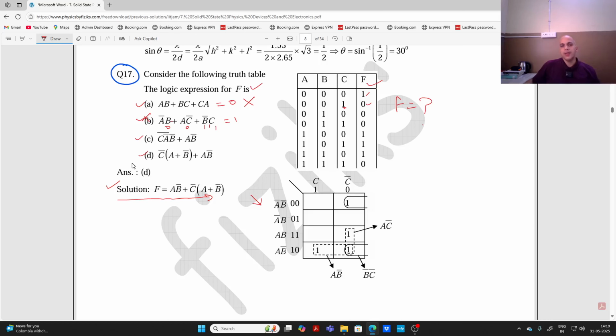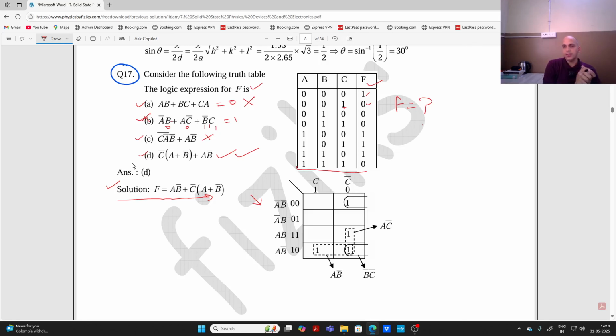But in this way, when you check C, you will find that C is also wrong. So you will reach option D, and when you put the values in this expression, you will find that this expression is obeying this truth table. So D is the correct answer. So you can solve it this way also. This is the Karnaugh map simplification.